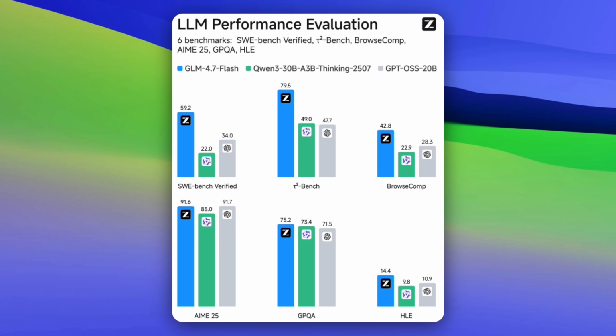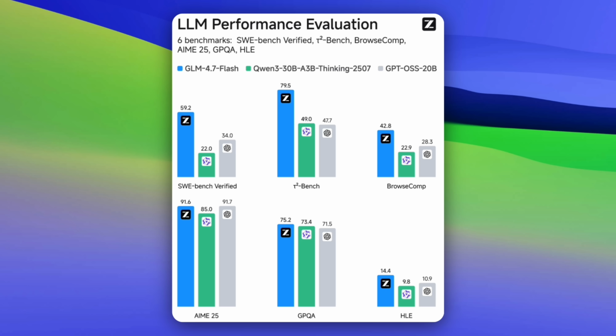And then there's Humanity's Last Exam, which is a really hard reasoning benchmark. GLM scores 14.4%, which doesn't sound that impressive until you see that Qwen gets 9.8% and GPT gets 10.9%. This benchmark is just brutal for all models.